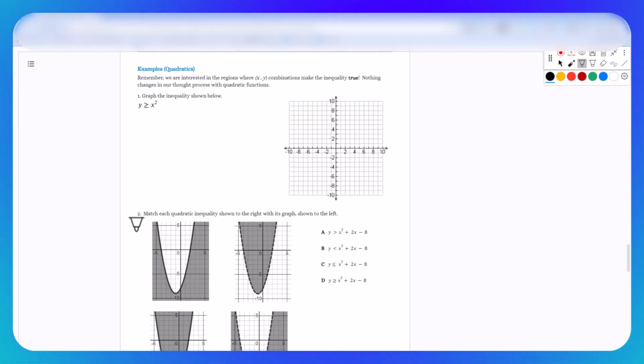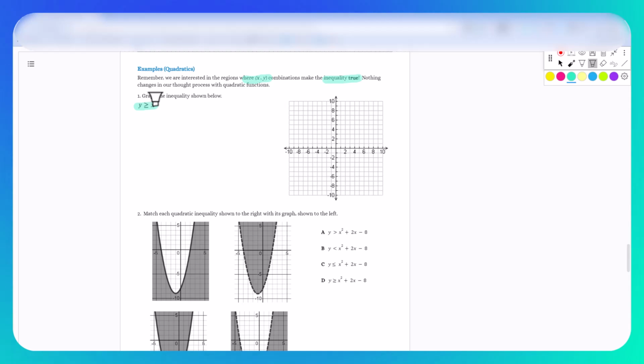Okay, let's move on and crank it up a notch. This time, we're going to be looking at quadratics. Now remember, we're still interested in the regions where XY combinations make the inequality true. Nothing has changed about the process. It's just now we're dealing with quadratic functions rather than lines.